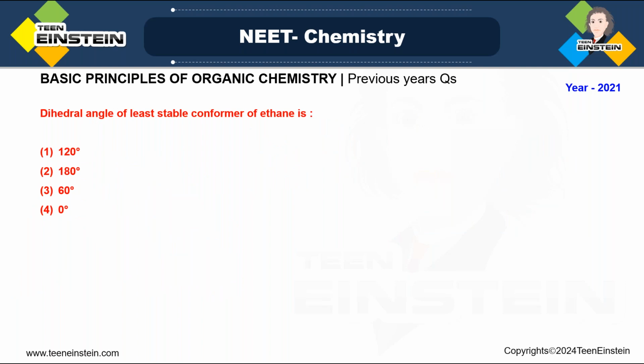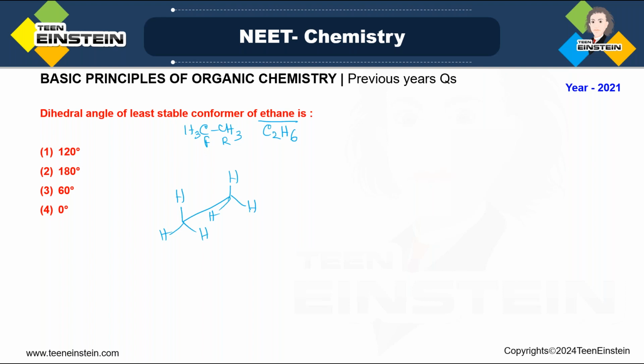Dihedral angle of least stable conformer of ethane. Ethane is C2H6. I can also write it like this, CH3 CH3. Now if I draw it as a sawhorse, suppose this is the front carbon, this is the rear carbon. So the front carbon has 3 hydrogens, and the rear carbon also has 3 hydrogens.